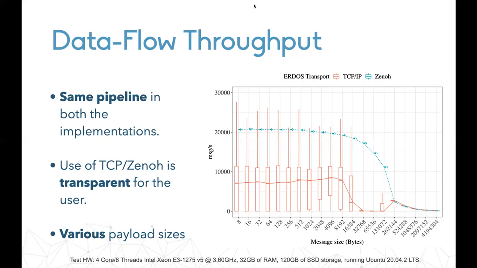Then we can see that starting from around 256K, the lines are similar because this is the limit of the Zenoh batching. So in this case, we are sending one message for each call to the sockets, let's say. Also, we can see that the variance is very, very low when sending messages using Zenoh ERDOS compared to using TCP. This can also be explained by the fact that we are using the TCP windows and the TCP sockets to the maximum.